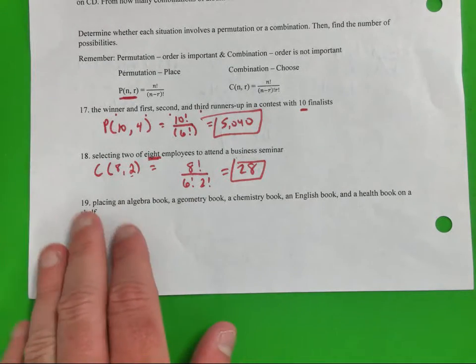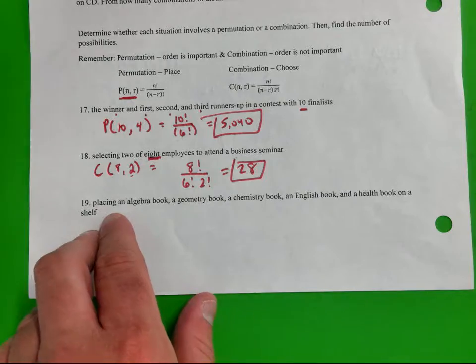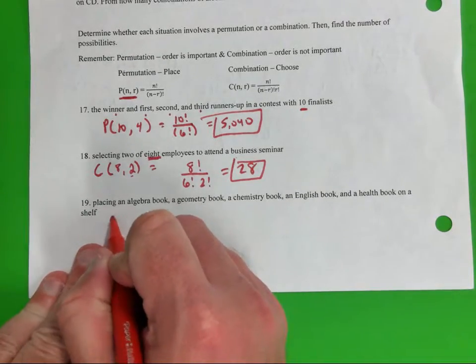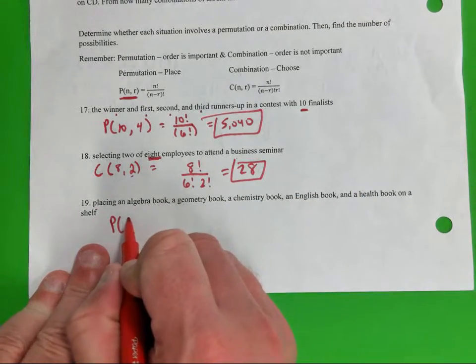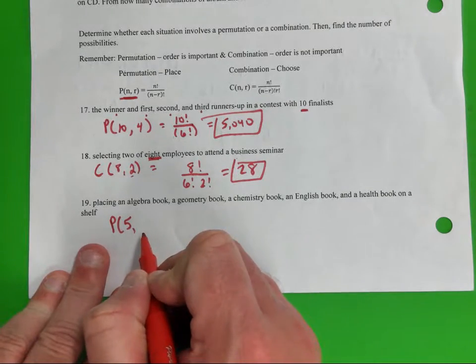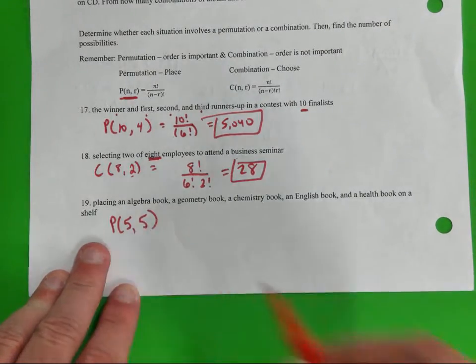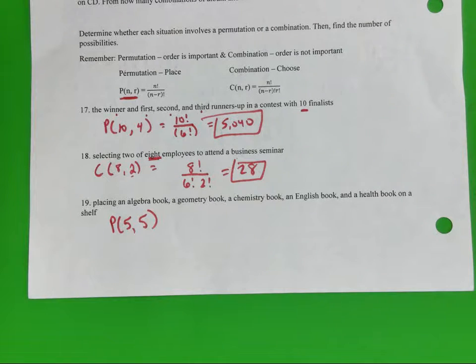And we said number 19 was a permutation because you're placing something. How many total things are we dealing with? 5. How many things are we placing? 5. So in this case, both your N and R are the same. You have a total number of 5 and you're placing all 5.